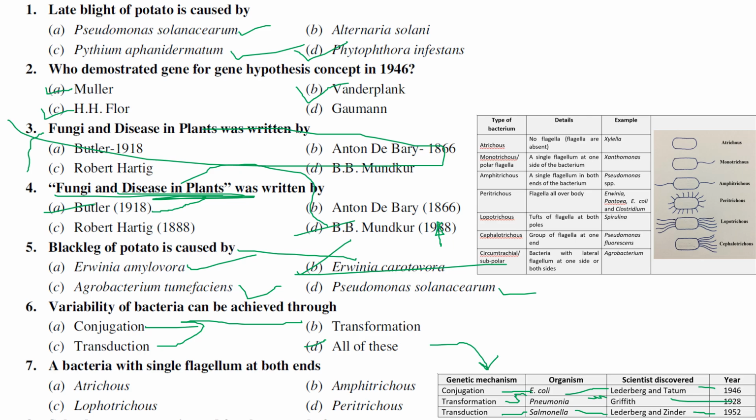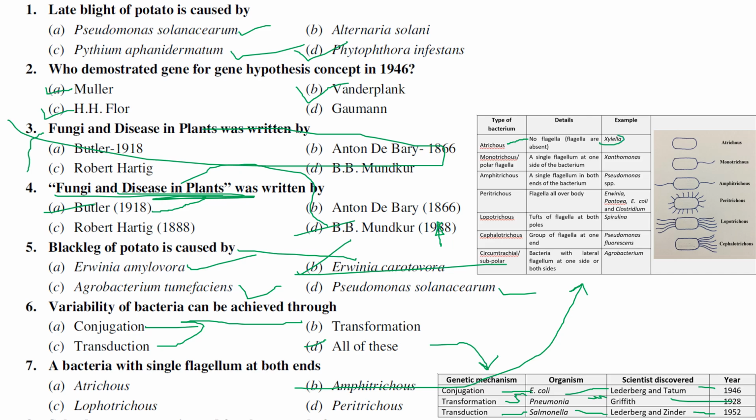So the next one is the bacterium with a single flagellum at both ends. To understand this, first of all, we will go to the bacterial flagellation. Generally flagella is the locomotor organ, right? There are a couple of types of flagella in bacteria. Atrichous: trichous means hair, and A means no hair. Generally no flagella or flagella is absent, that is called atrichous.